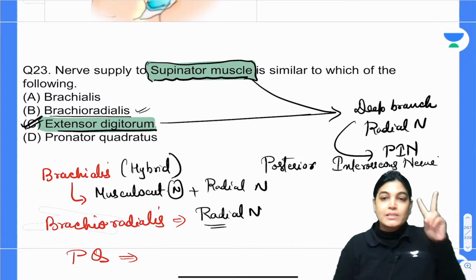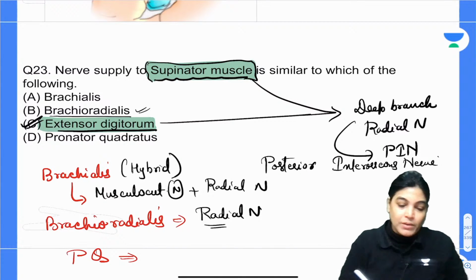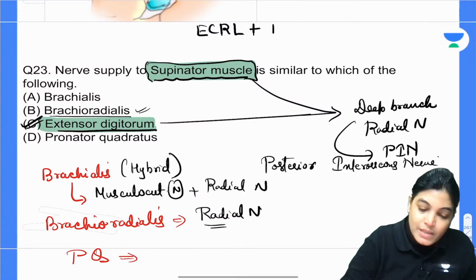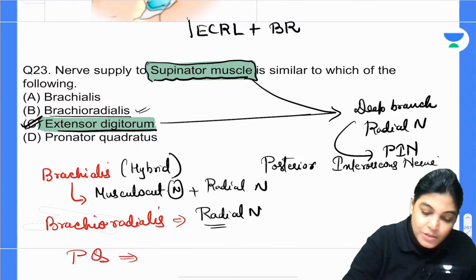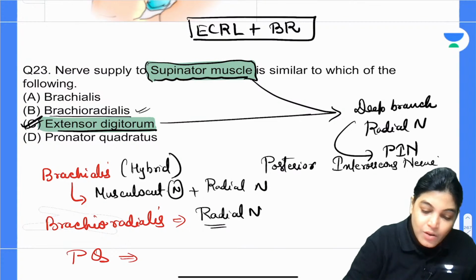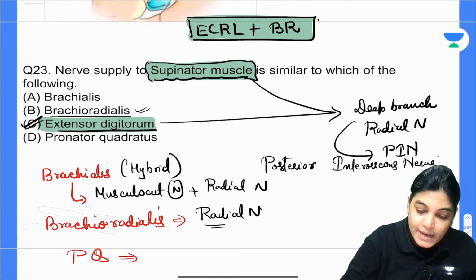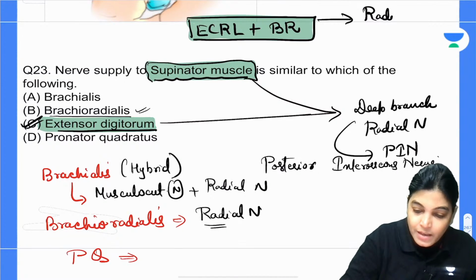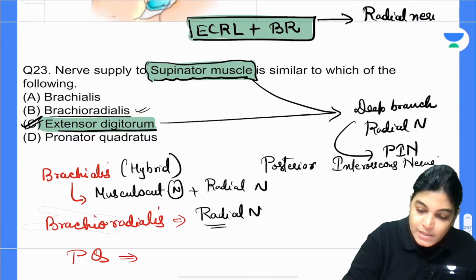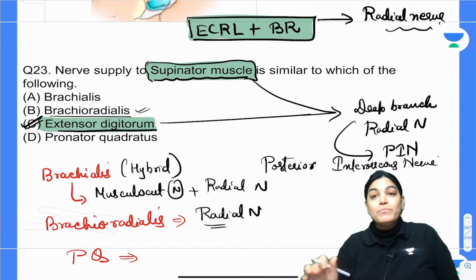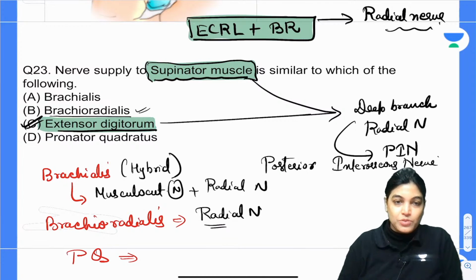Actually, both ECRL, extensor carpi radialis longus, and brachioradialis are the only two muscles of the extensor compartment which are getting innervation directly from radial nerve. All other muscles are getting innervation from deep branch of radial nerve, that is posterior interosseous nerve.